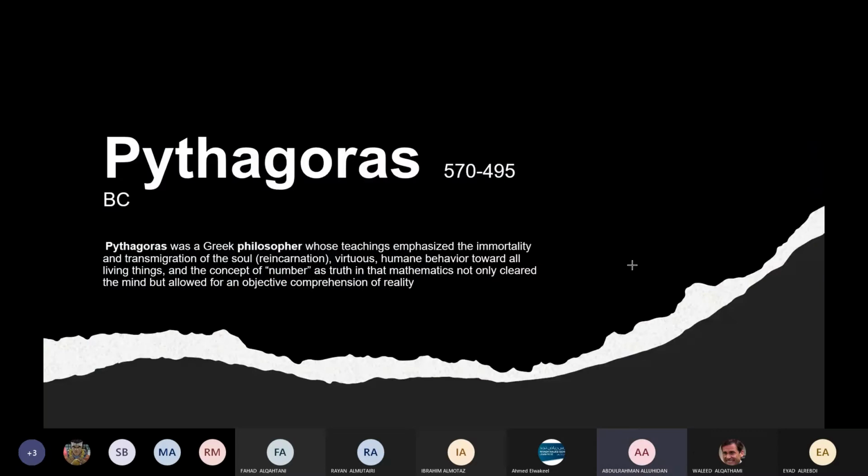Pythagoras, 570 to 495 BC. Pythagoras' teaching emphasized the immortality and transmission of the soul, which is the meaning of reincarnation, virtuous, humane behavior toward all living things, and the concept of number as truth, in that mathematics not only cleared the mind, but allowed for an objective comprehension of reality.